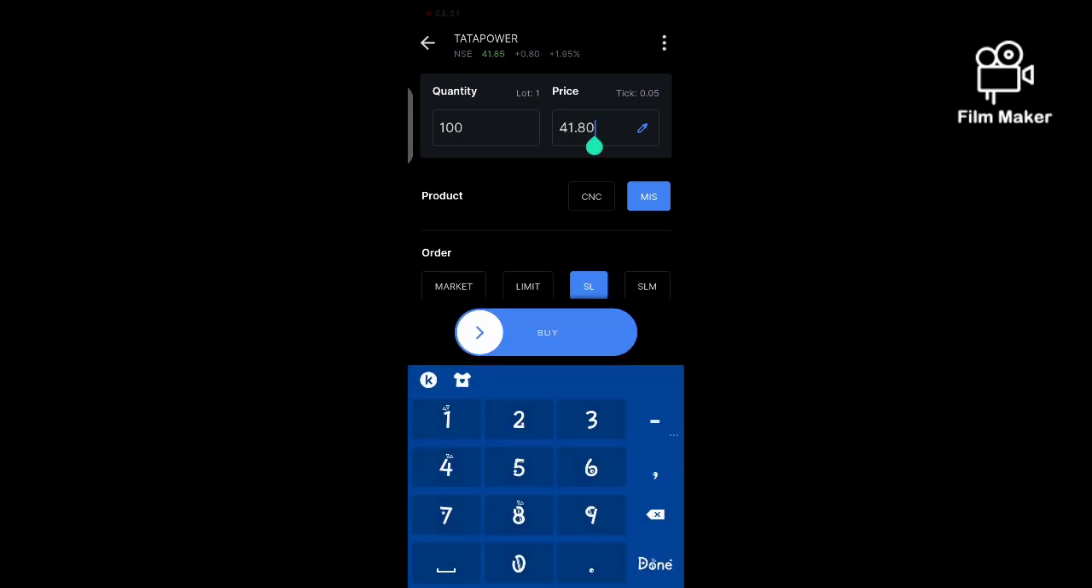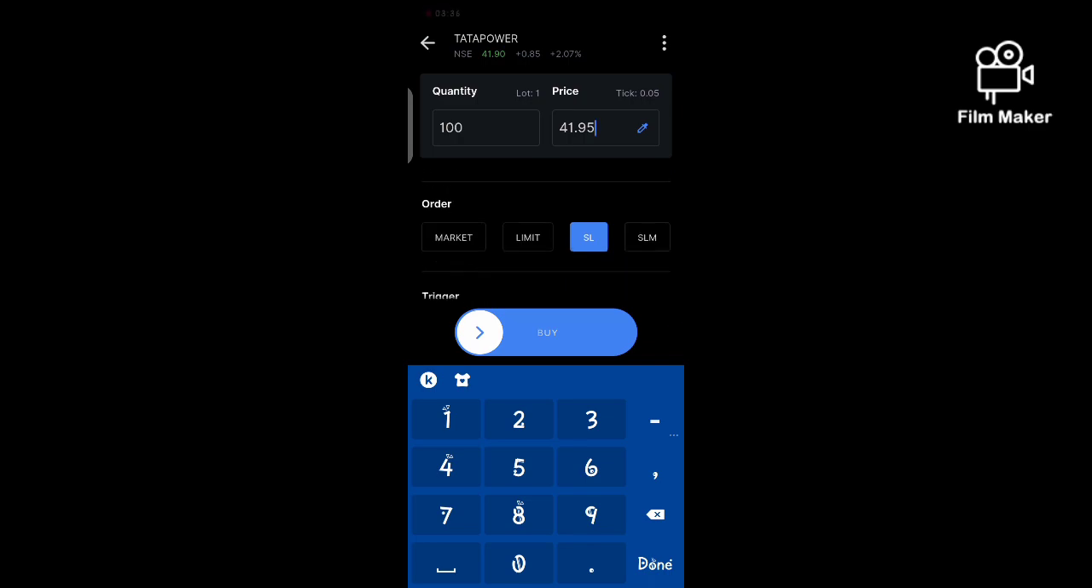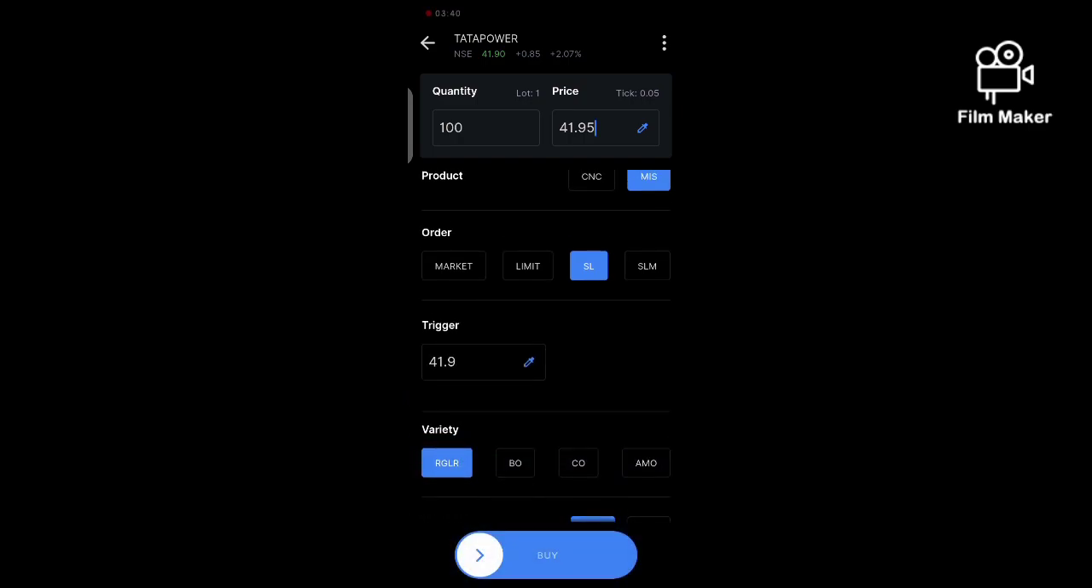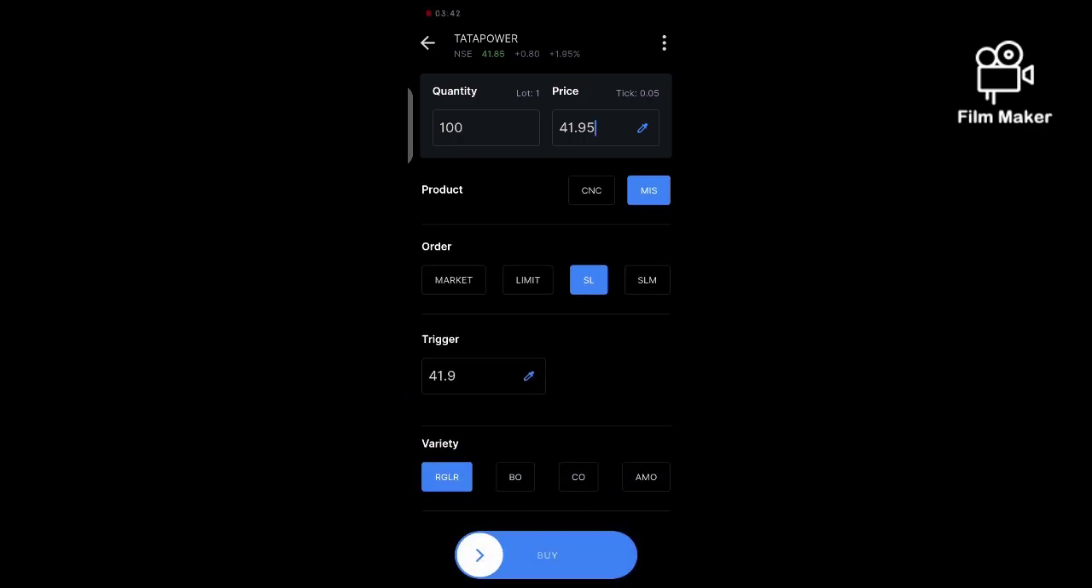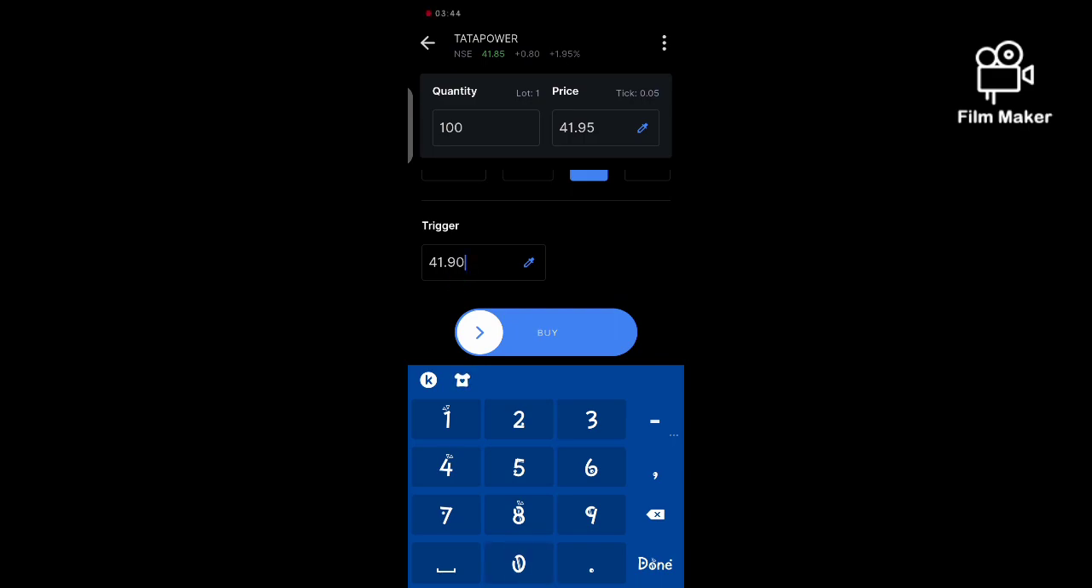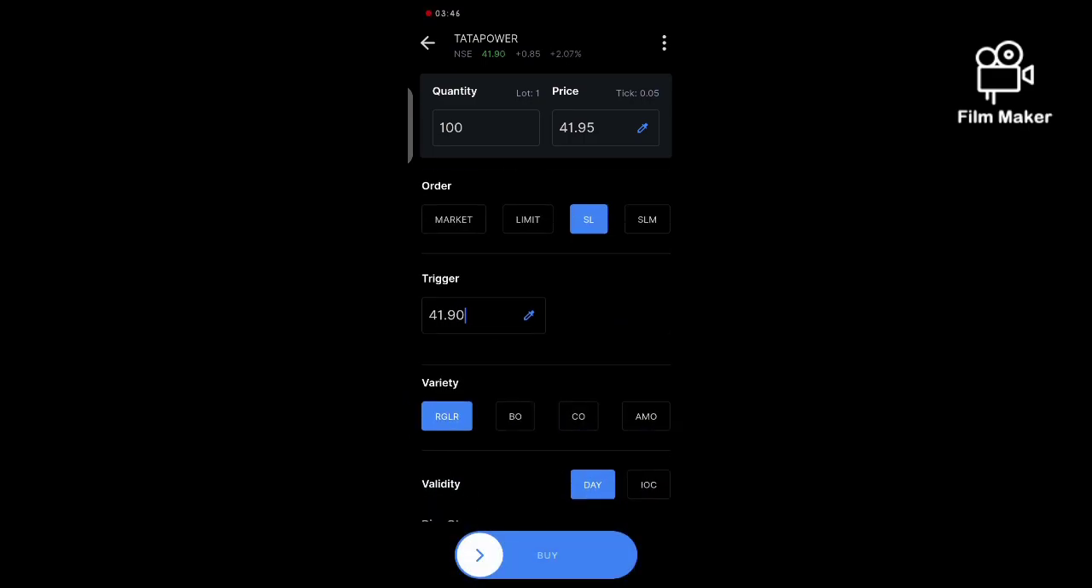For that, I can enter the price of 41.95. Suppose I sold it at 41.7, and I am taking a risk of 0.25 rupees. That is 41.95. And here you can see one more option, the trigger price, which we'll keep at 41.90.